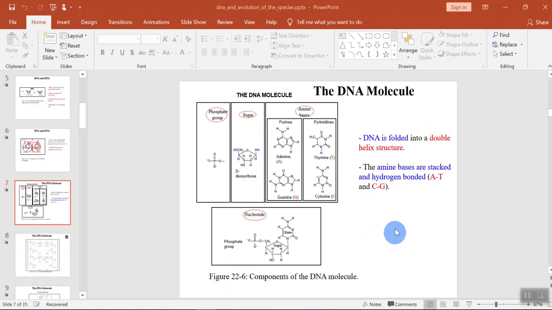Okay. So the DNA molecule is folded into a double helix, as we will see next slide. The amine bases are stacked and hydrogen bonded. So this is one of the nucleotides. For example, there's a phosphate group, the 5-member sugar, and the amine base. All right.